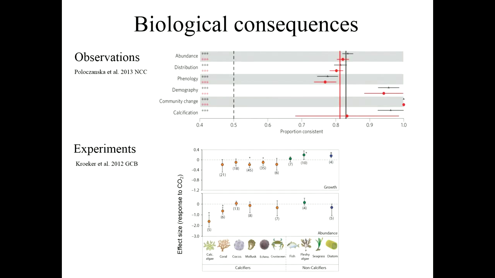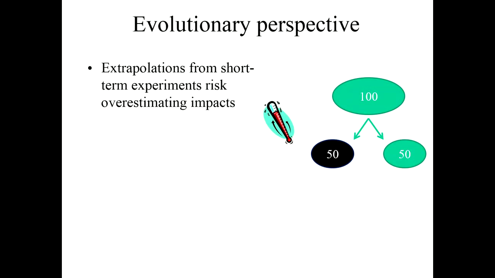However, there are some limitations to this, and in particular, the really obvious one is that these sorts of experiments or observations don't account for the evolutionary processes, the adaptation that might occur in those populations over the time scale that climate change is occurring over, some decades. So we really need to have an evolutionary perspective. In particular, short-term experiments risk overestimating the impacts of climate change. They could underestimate them as well, but they potentially could really overestimate them.